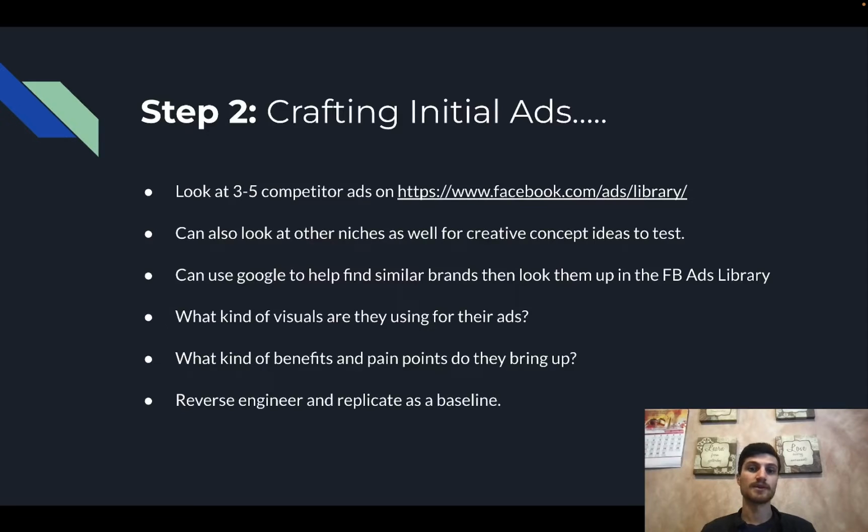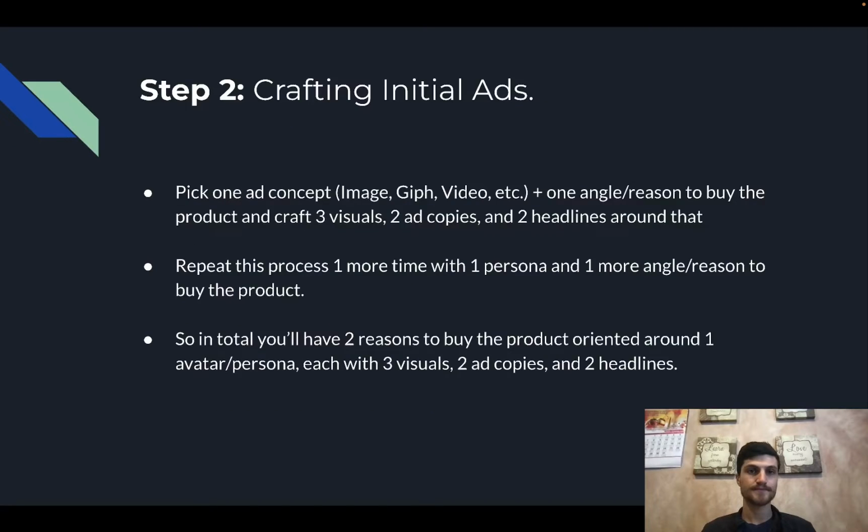You can also use Google to help find similar brands if you're having trouble knowing who your competitors are. Then you want to ask yourself, what kind of visuals are they using? Are they using images, videos, GIFs? What are the benefits and pain points that they're bringing up in their ads? You basically want to reverse engineer and replicate, and this is going to be a baseline. Then from there, we can move on to testing our own concepts and ideas. But in the beginning, it's always good to start with reverse engineering as a baseline.